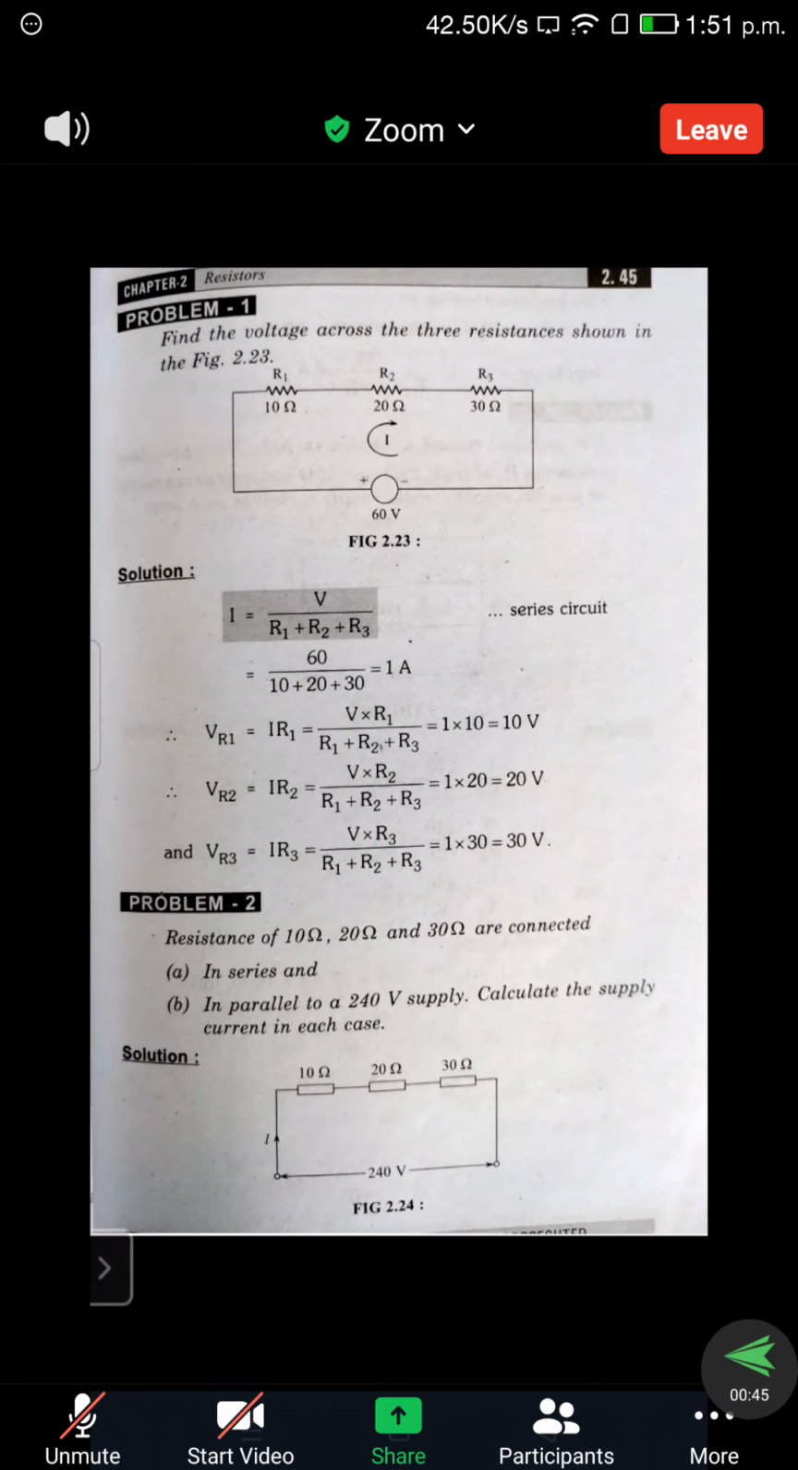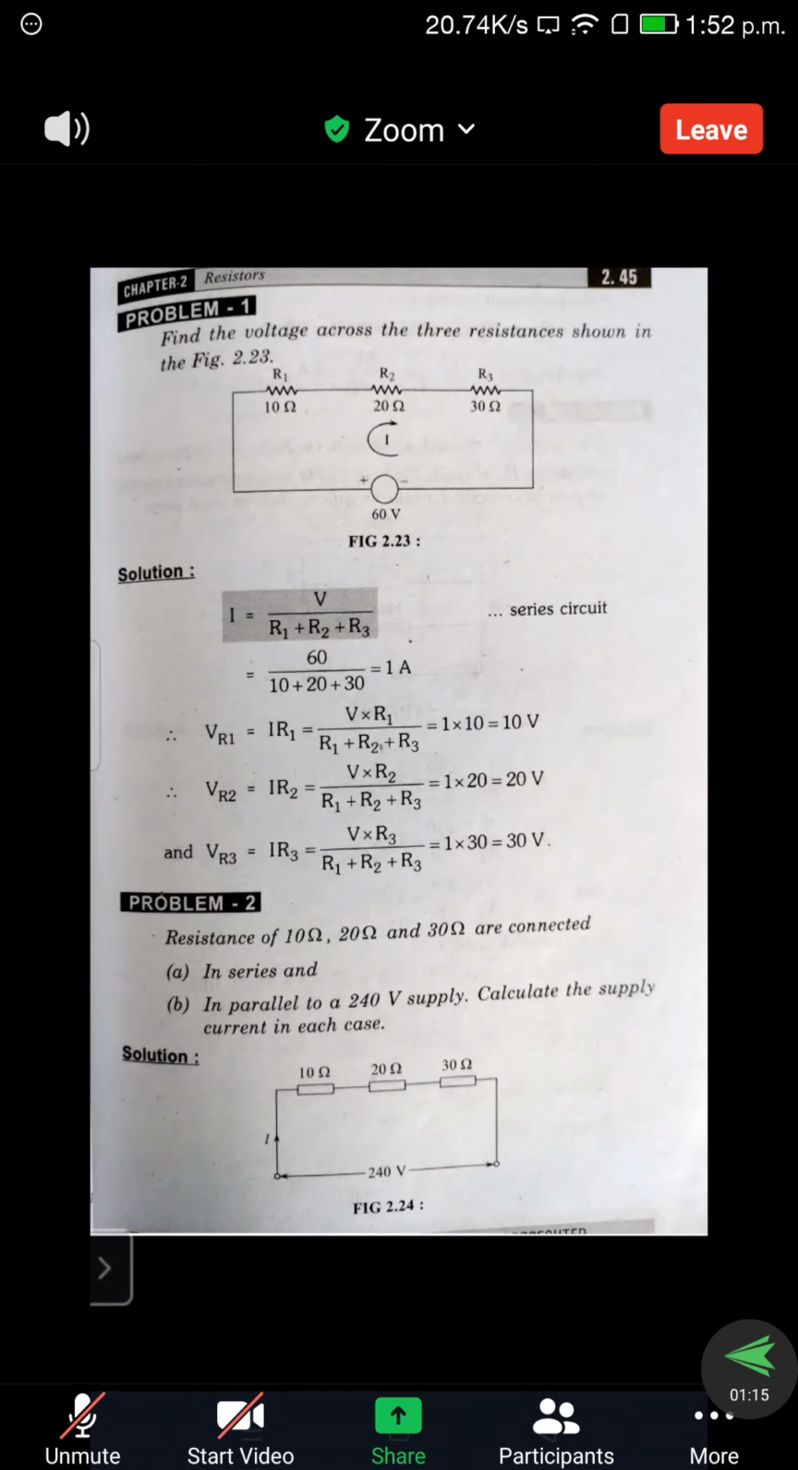Similarly R3. So VR3 is equal to I into R3. I is 1, R3 is 30. So that implies we are getting the value as 30 volts. It means the voltage drops across the three resistors are 10 volts, 20 volts and 30 volts. So this is the concept we have followed for series connection. Now we see the second problem.